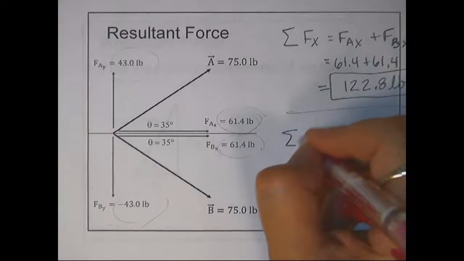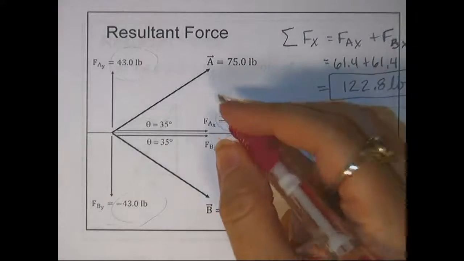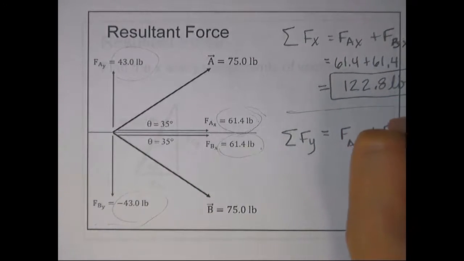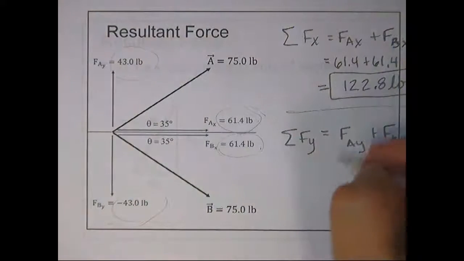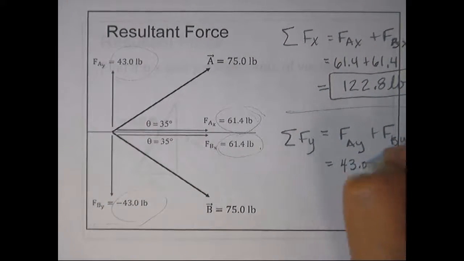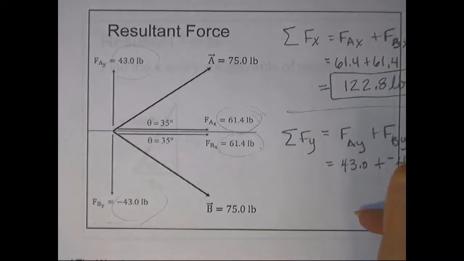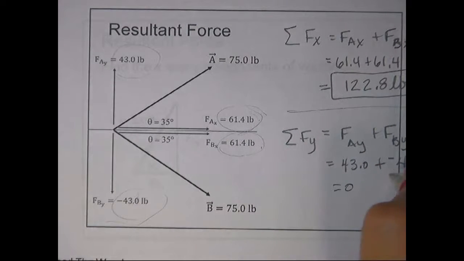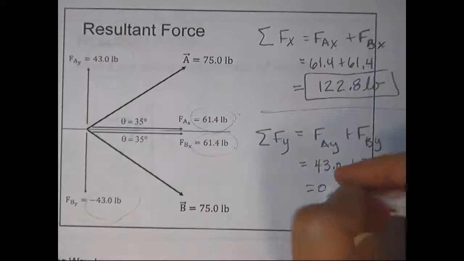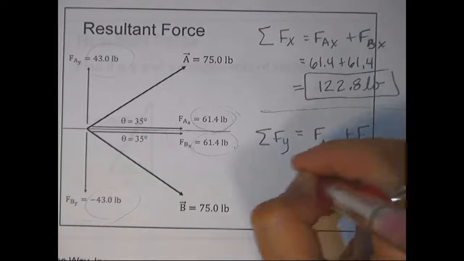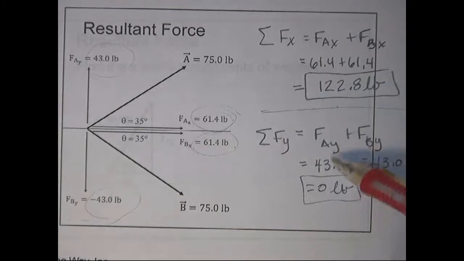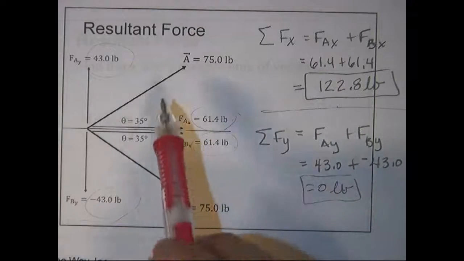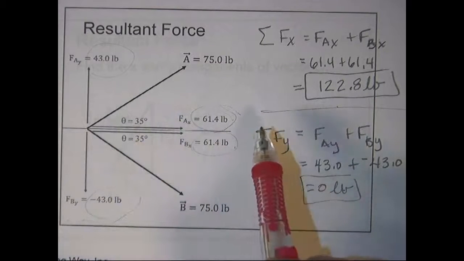I also need to sum the forces in the y direction. What's happening this way? Well, that's FAy plus FBy. Add these two together. Well, these two happen to be 43.0 plus negative 43.0, meaning that those two actually end up with a sum of 0, meaning that they're canceling each other out. So in the y direction, it's canceling each other out. What this means is that all my force is going straight this way. There's no force that way, meaning the boat's going to move straight onto shore this way.